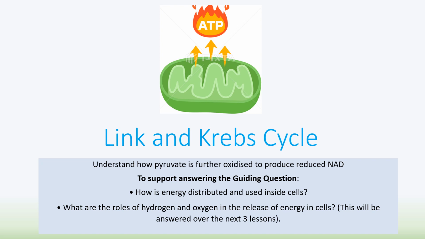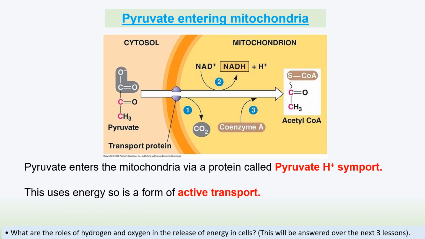So what happens to that pyruvate? Well, let's have a look at the link reaction. First of all, the pyruvate has to enter the mitochondria, and you don't need to know this in detail, but it enters via a protein called pyruvate H plus symport, which allows the pyruvate and the hydrogen ions in the reduced NAD to go into the mitochondrial matrix. This uses energy, so it's a form of active transport, and it's one reason respiration is not 100% efficient.